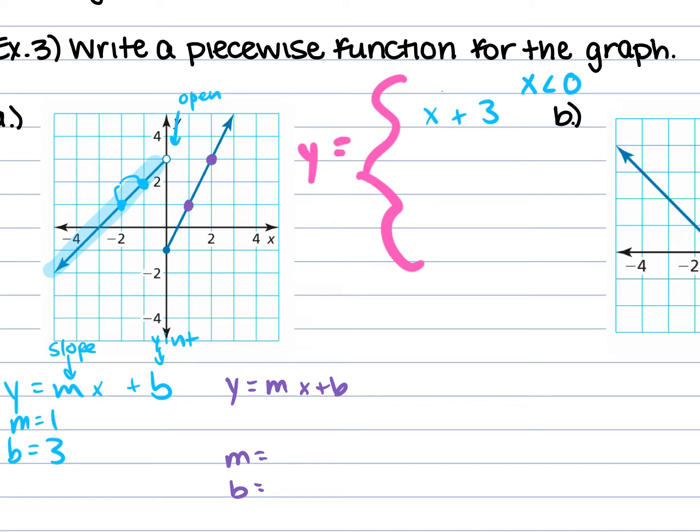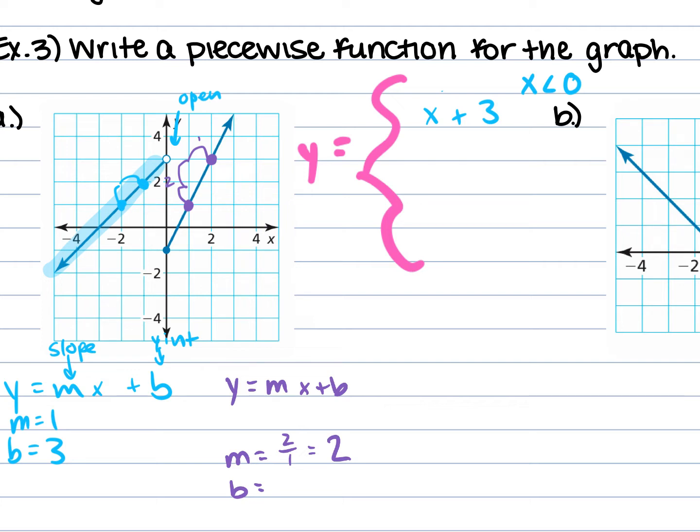And how can I find my slope? Rise over run. So we go up 2 and to the right 1. So this would be 2 over 1, which simplifies to what? 2. So my slope would be 2. So our slope would be 2. Any questions on how we found the slope?